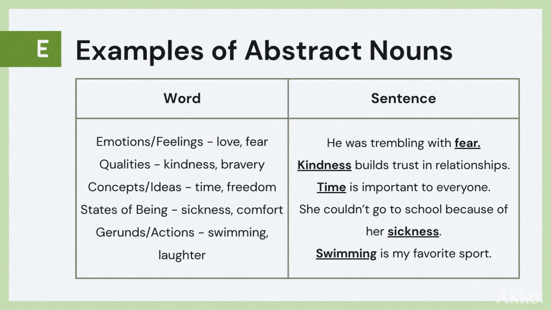Gerunds are the ing form of verbs that act as a noun. We will be discussing more about this in later videos. For now, let's just try to get the summary. The word swimming in this sentence is a gerund. Swimming is my favorite sport.